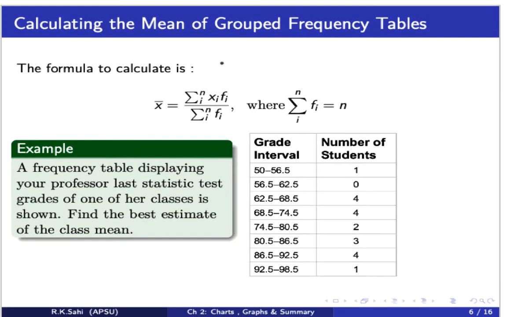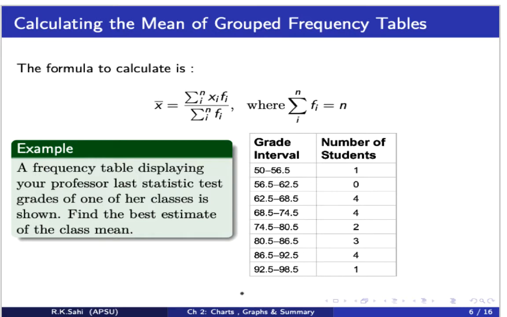So to find the mean of a grouped frequency table, this is the formula. Now this is an example here. This frequency table is representing the last statistics test grades of one of our classes. The grade interval goes from 50 to 56.5 until 98.5, and these were the number of students who got the grades in that interval.